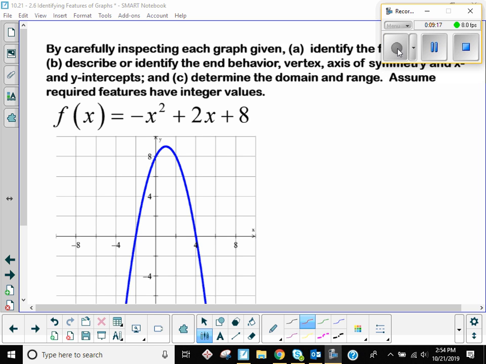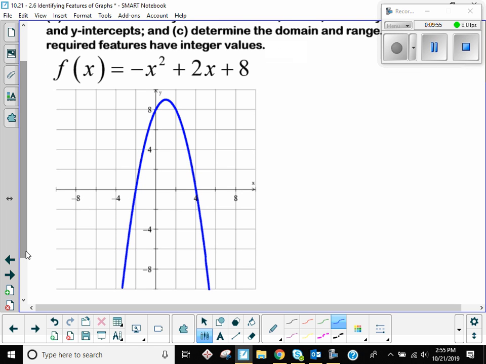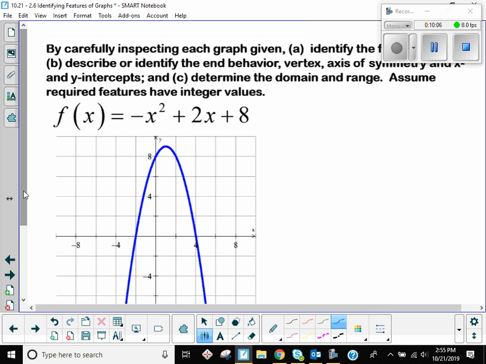Take a minute and just read all those words up there so you can get an idea of what it's asking us to find. Assume on all your graphs that when it goes off the graph, it's going on for infinity. Okay, let's begin. So this is a transformed graph.